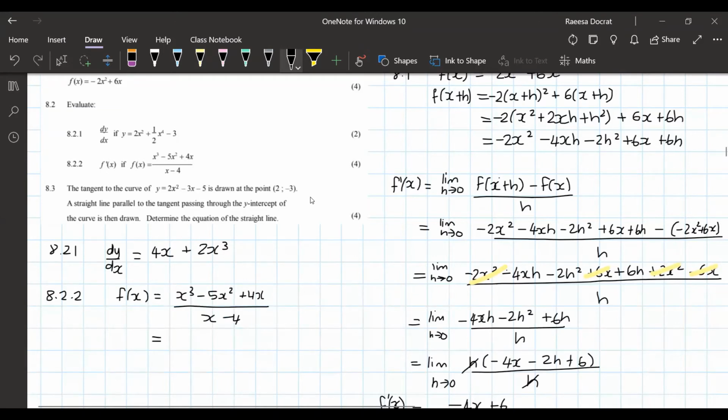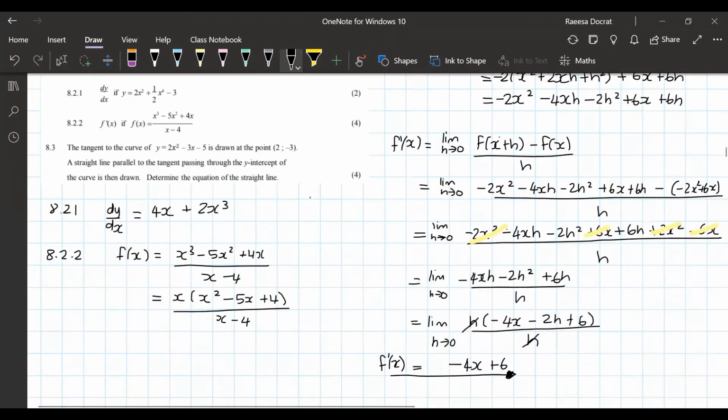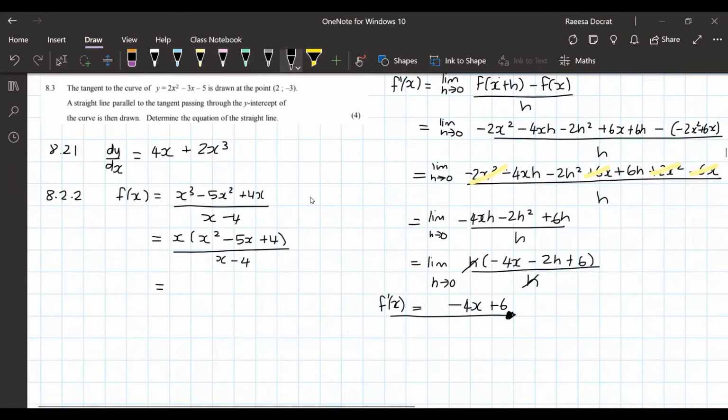I'm going to factorize the numerator. First, taking out a common factor x, we get x squared minus 5x plus 4, all over x minus 4. Then we want to factorize that. It's a trinomial, so we have x minus 4 times x minus 1, all over x minus 4.